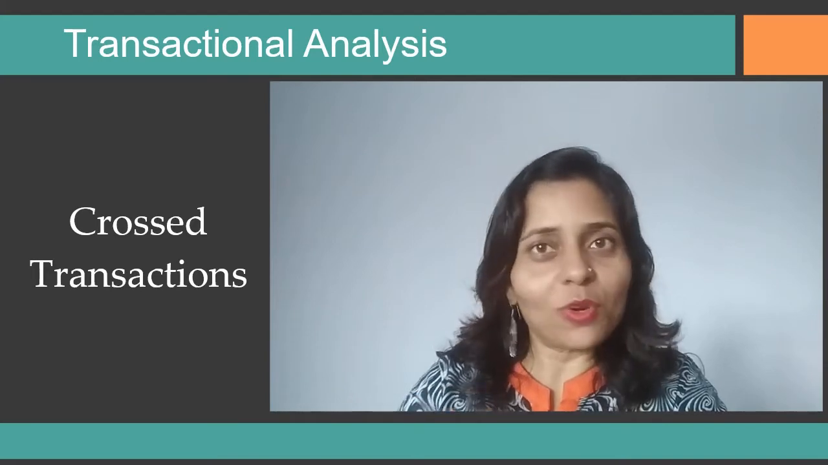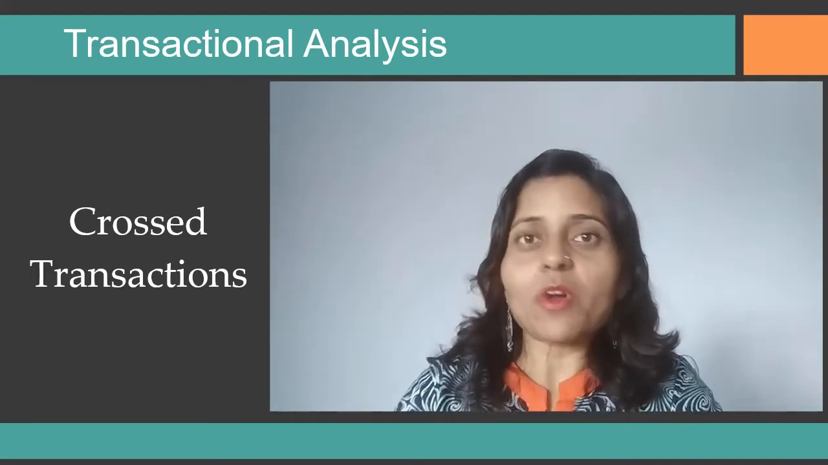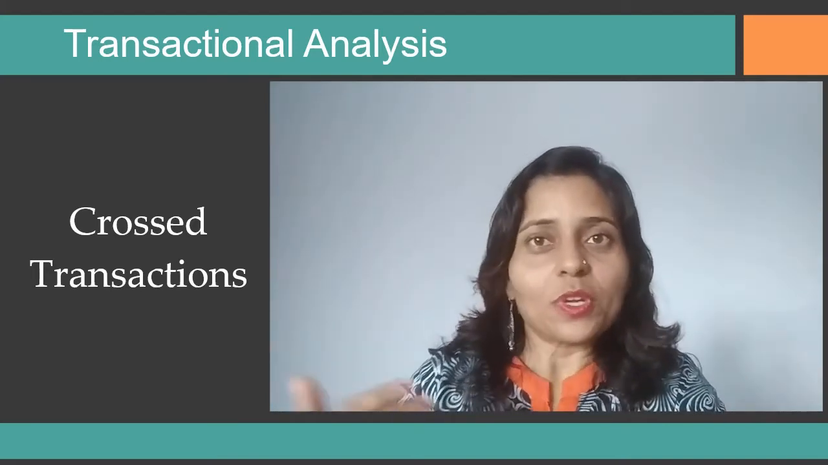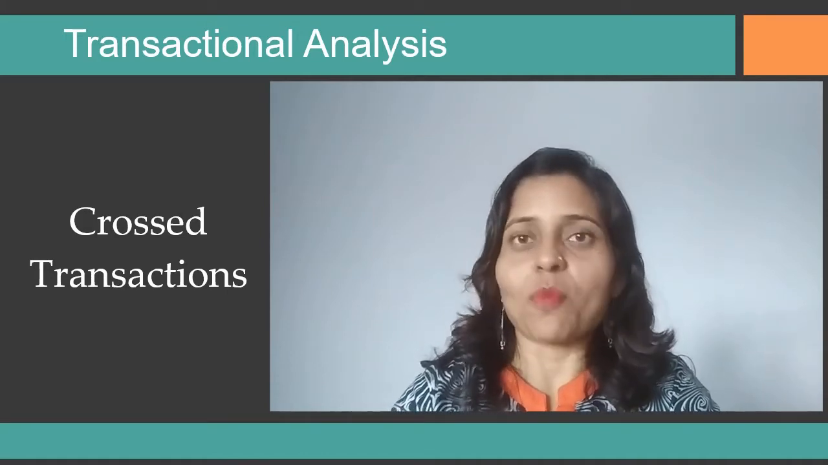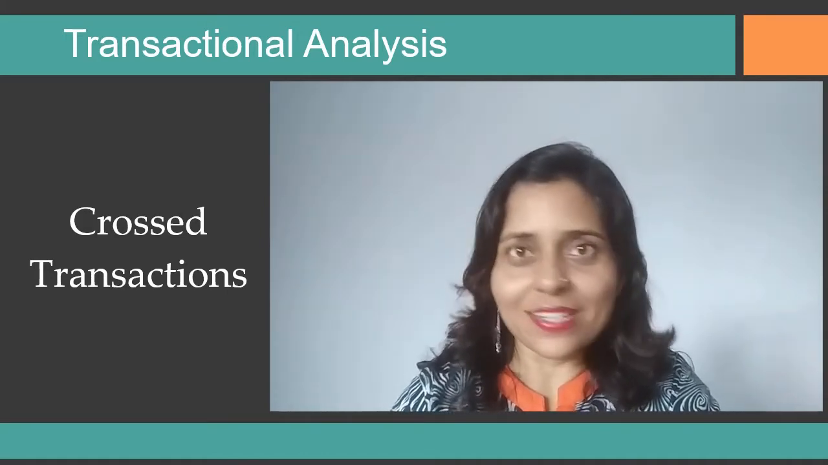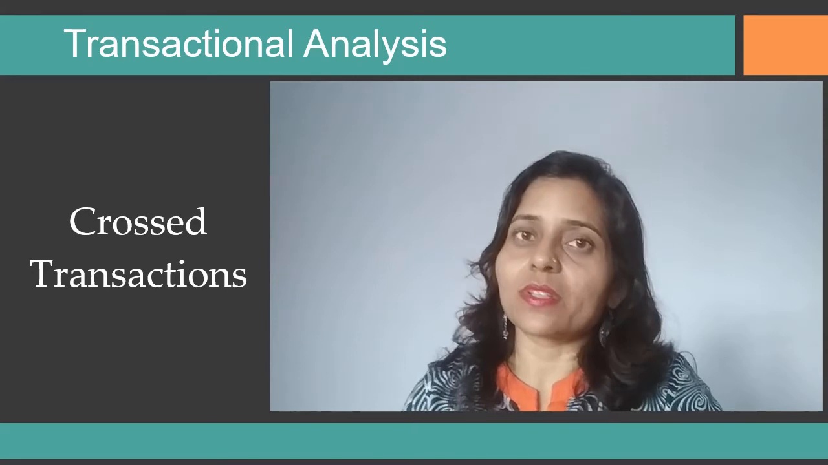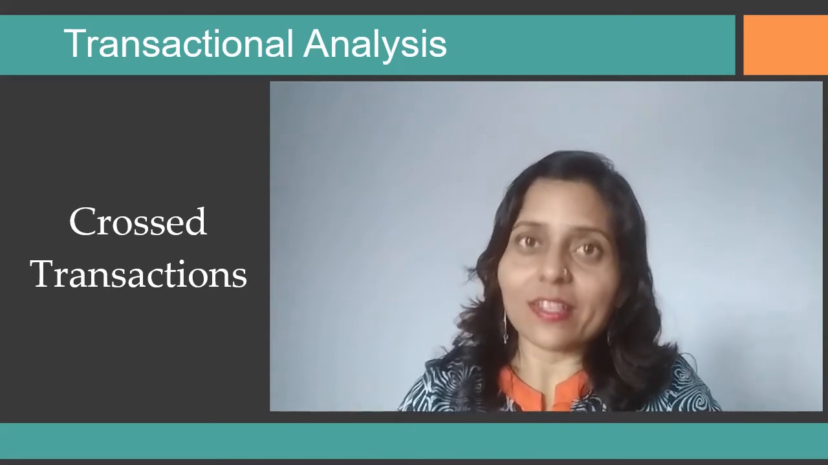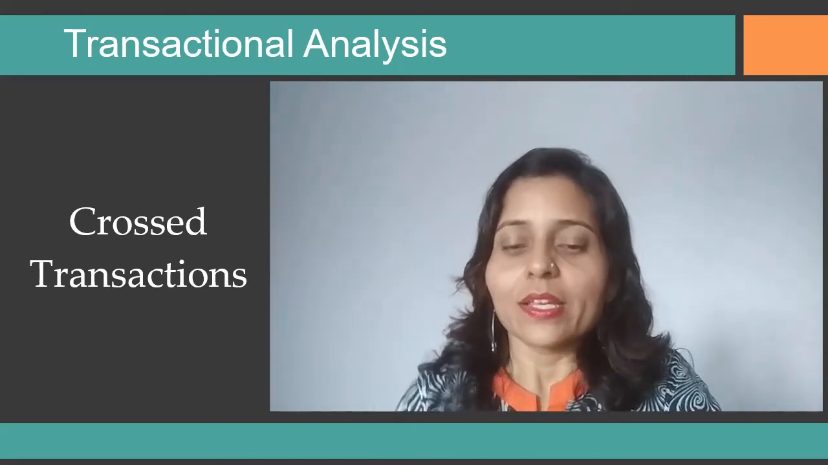You have got no control over theirs. They may respond from some other ego state. So, if they do not respond back from a complementary ego state, the transaction becomes crossed. That's social transactions we are talking about in this case.